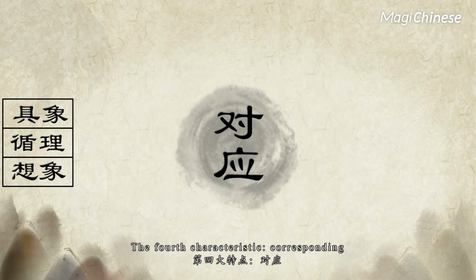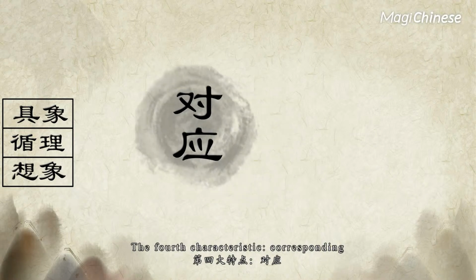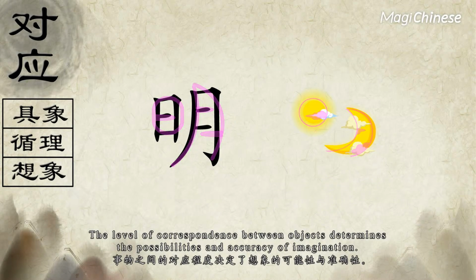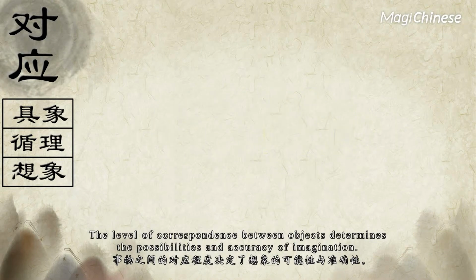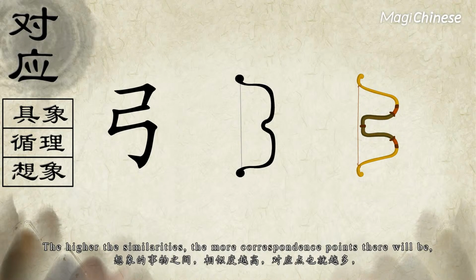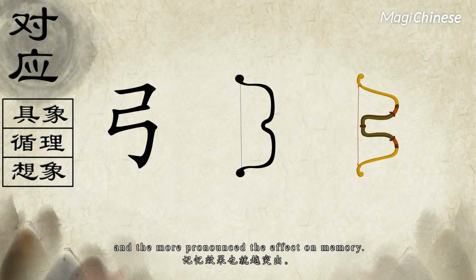The fourth characteristic, corresponding. The level of correspondence between objects determines the possibilities and accuracy of imagination. The higher the similarities, the more correspondence points there will be, and the more pronounced the effect on memory.